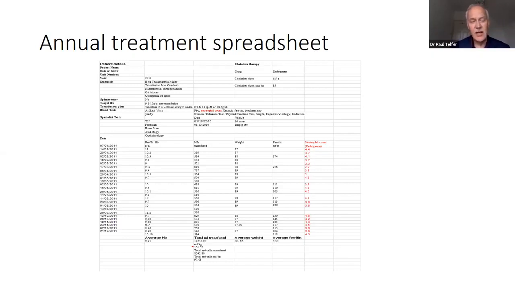At the end of the year, this Excel spreadsheet will very simply calculate the average of their pre-transfusion hemoglobin. It will sum the volume of blood given and calculate the milligrams per kilogram of iron given per day, or accumulated per day. And it will also give you an average ferritin. So we find these very useful as a means of monitoring the patients on an annual basis. And it's really very, very easy to design a spreadsheet like this. So I would recommend that.